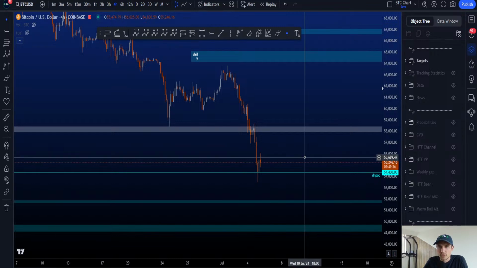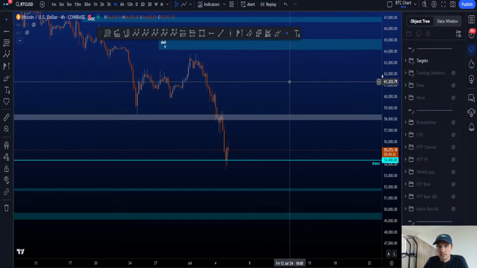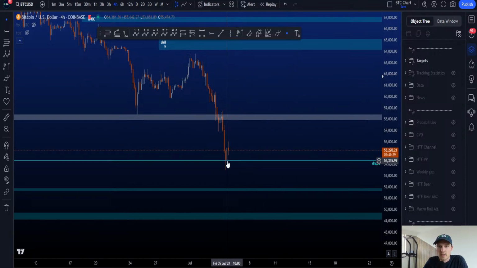So I'm a very patient trader. I just need to see signs of strength. I need to see a structure. I need to see a range. There is at least some confluence here.